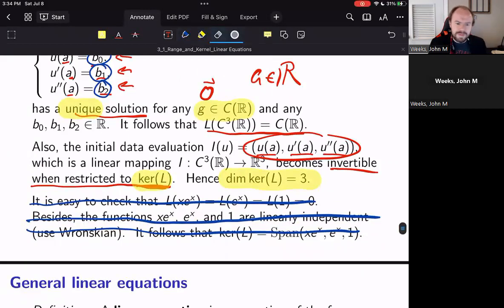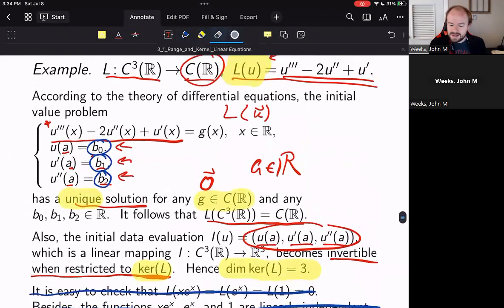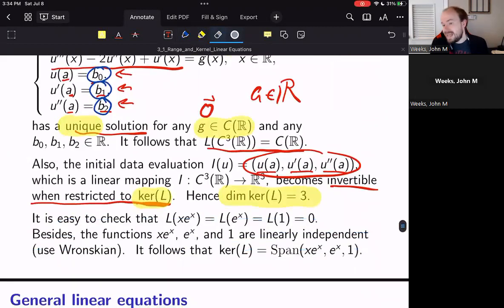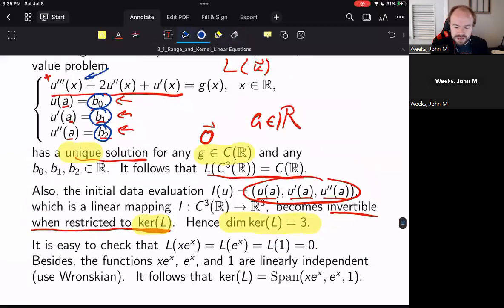So we might go through and ask what functions give us the fact that this differential equation is actually 0. You could go through and check that these three functions work, namely the 1 function, because the derivative of 1 is 0, as is its second derivative, as is its third derivative. When you plug in 0 for each of these, you get 0 over here. So that would be one potential solution. e to the x also works. The derivative of e to the x is itself, so plugging that in for each of these, you would get 0. x times e to the x also works, so that's another one. You can check that these functions are linearly independent using the Wronskian that we were talking about previously, and hence the kernel of L is the span of these three elements.